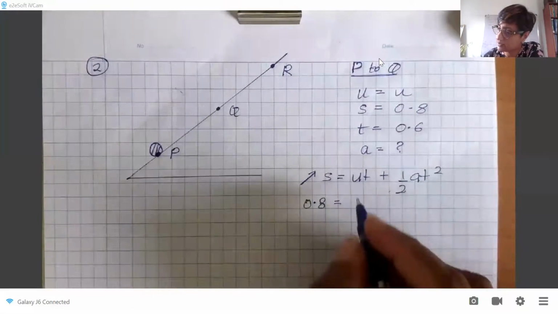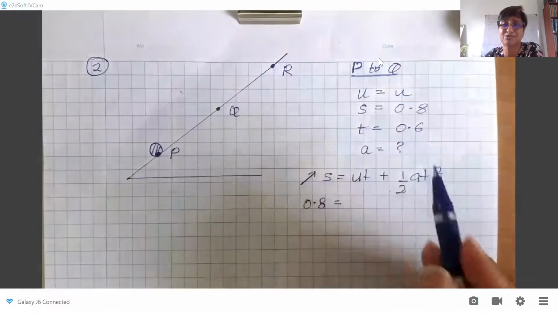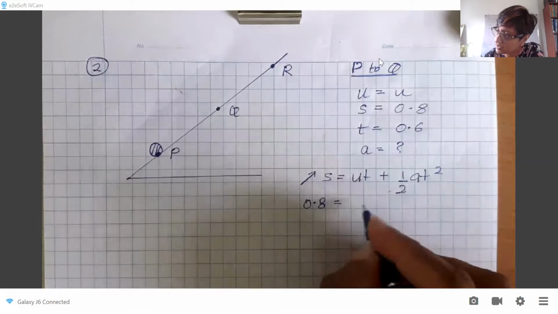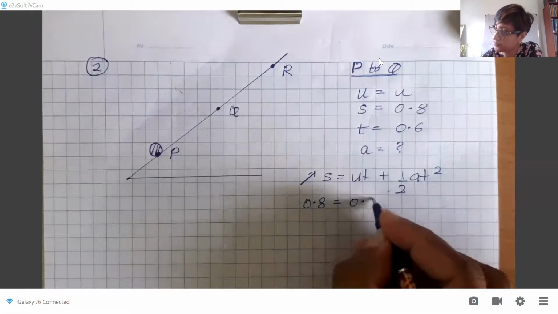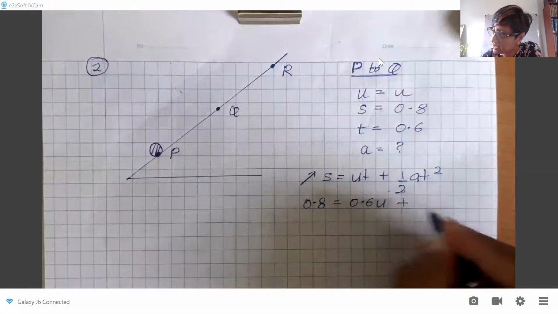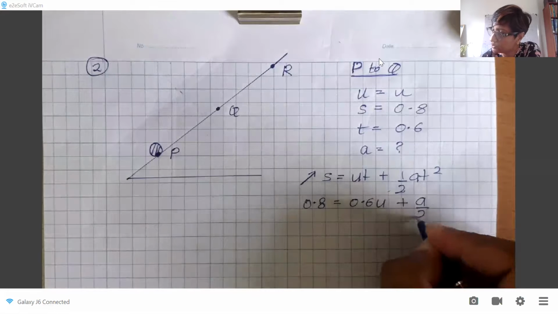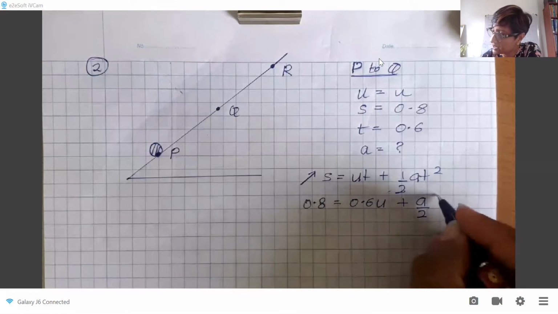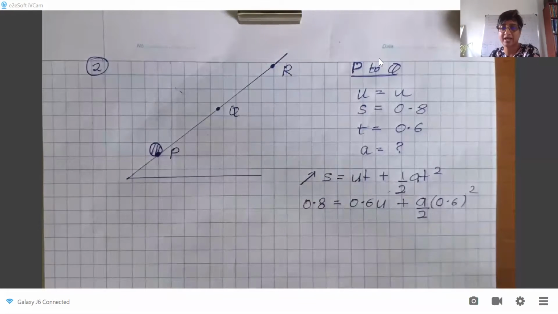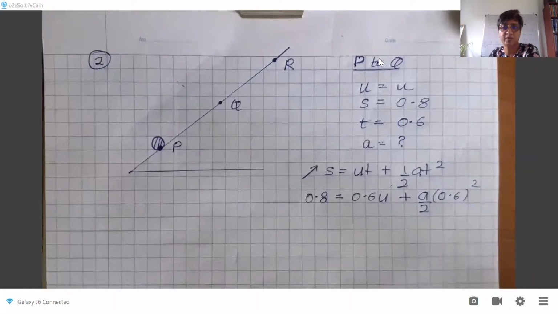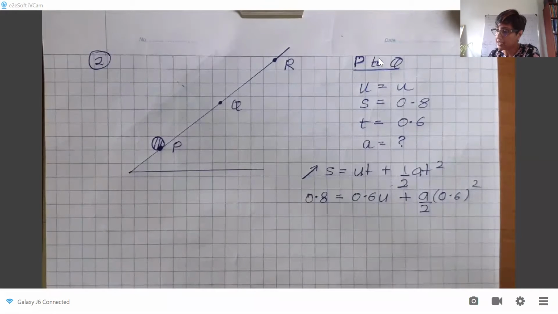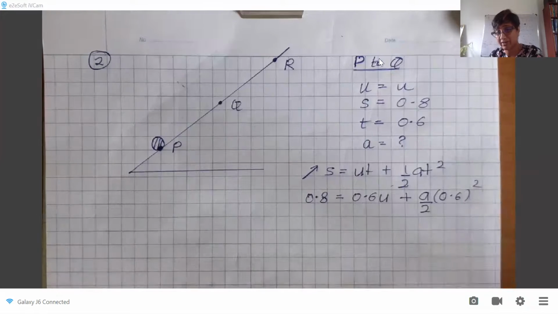Okay. So because here my U is U, it's not a number. So 0.6 U plus A over 2 0.6 squared. Now I have U in this. I need to find that. I need another equation relating U. What I can do is, any suggestions? I can apply all the way from P to R.